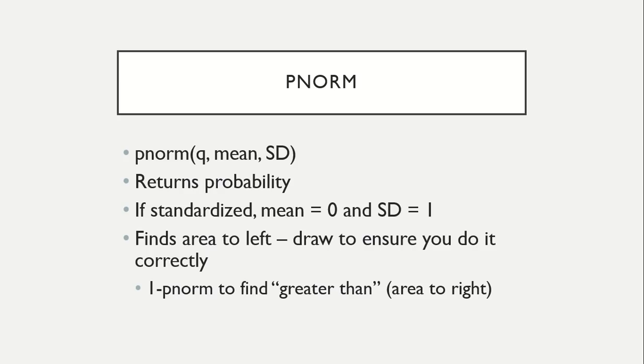Next, let's go into the pnorm function. The format of pnorm is q, mean, and standard deviation. The important difference between it and qnorm is it returns probability. If it's standardized, the mean is 0 and the standard deviation is 1. So if you have anything standardized, you can just put in pnorm, whatever it is, because 0 and 1 will be assumed, but you can type them out if you would like. Pnorm finds the area to the left, so I would encourage you to always draw a picture to ensure that you're finding the correct area, and you don't actually need to do 1 minus pnorm to find the area to the right.